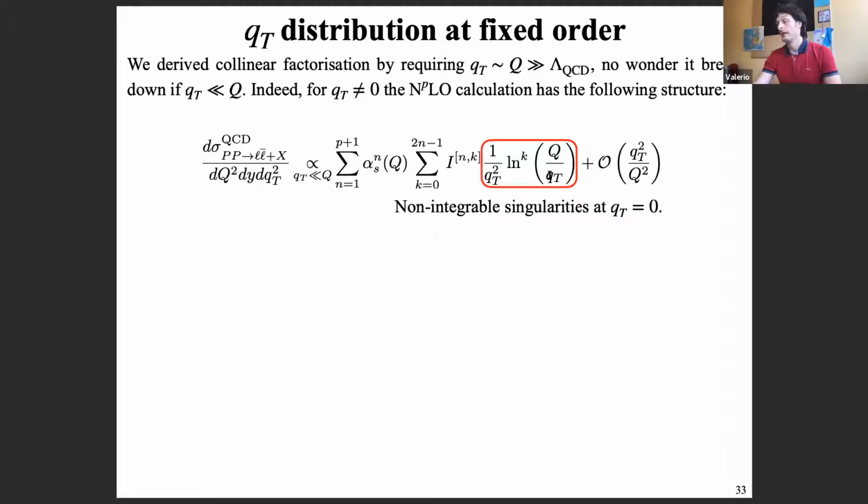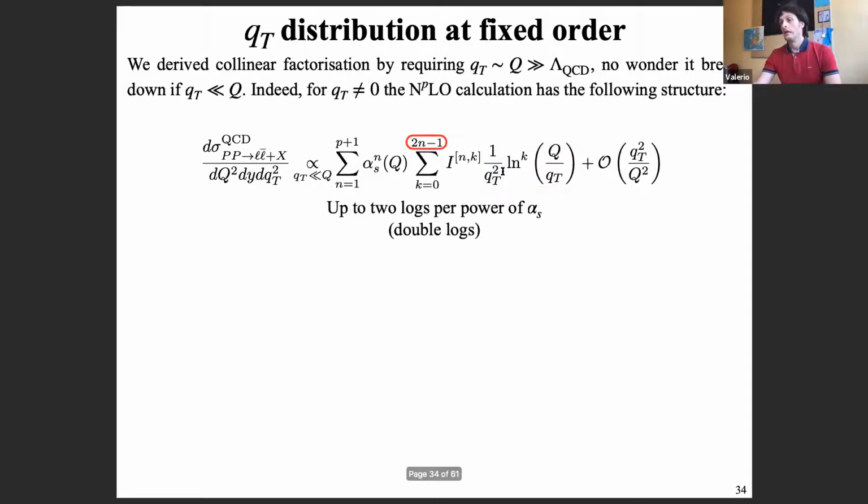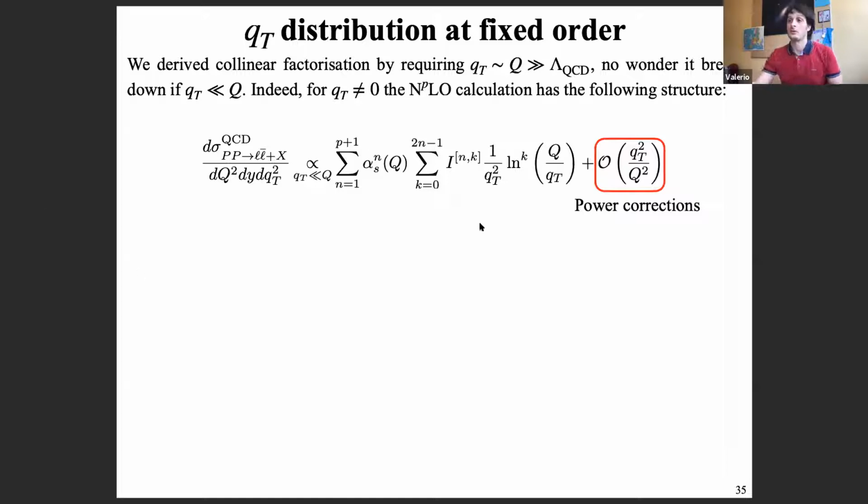Now there is another bit that is important, which is that here we seem to have logarithmically enhanced terms. And actually these give rise to non-integrable singularities at QT equals zero. These are powers of log of Q over QT divided by QT squared. You already have seen these corrections yesterday. Also something important is that these logs appear up to power two n minus one for each power of alpha s. I will give you more details on that. And then of course you have power corrections, because this expansion is only valid when QT is much smaller than Q, and then you have corrections that vanish when QT over Q becomes small, but become important when QT is of the order of Q.